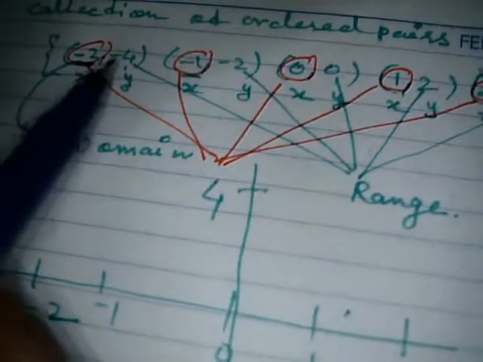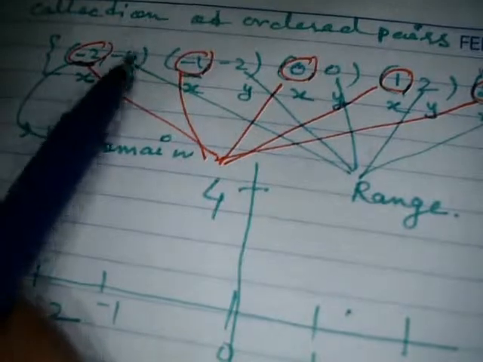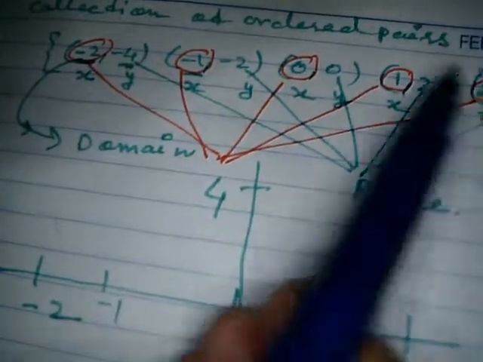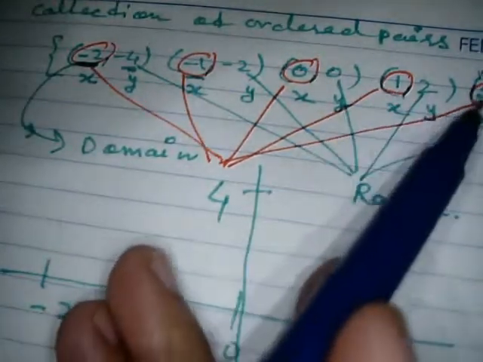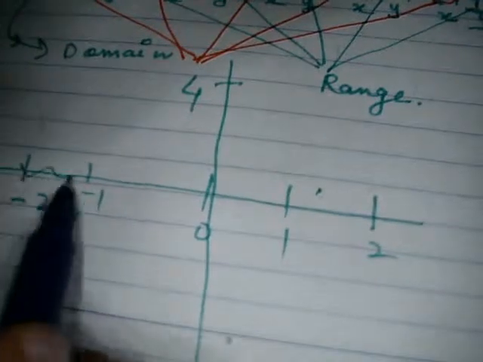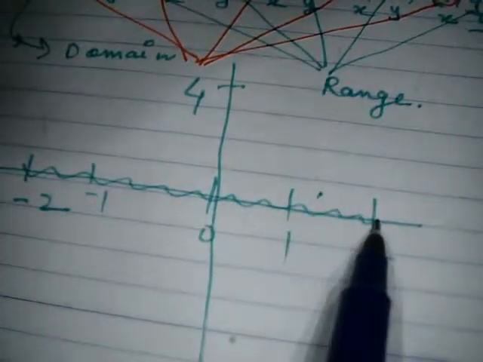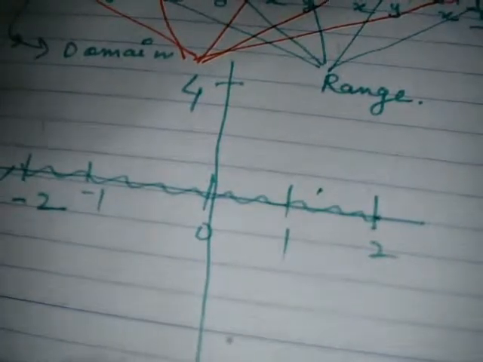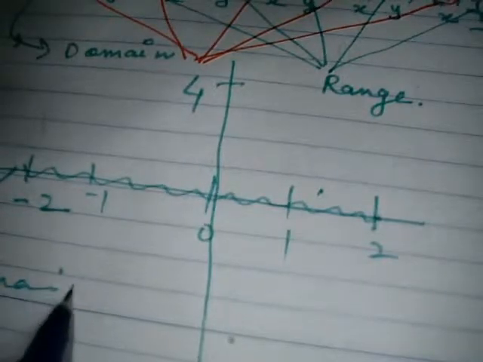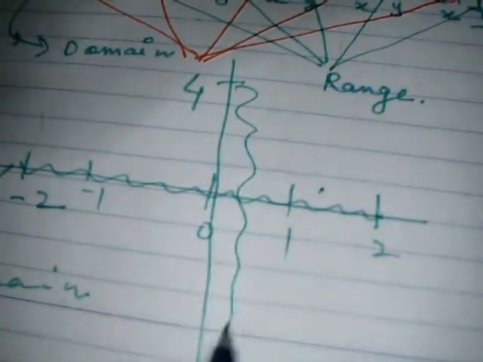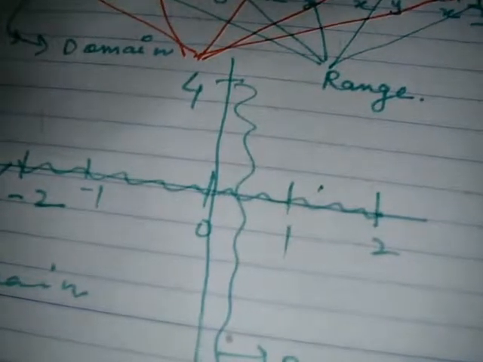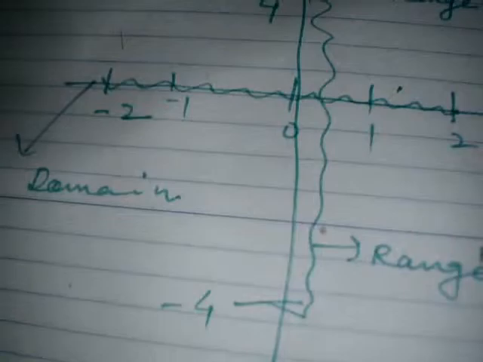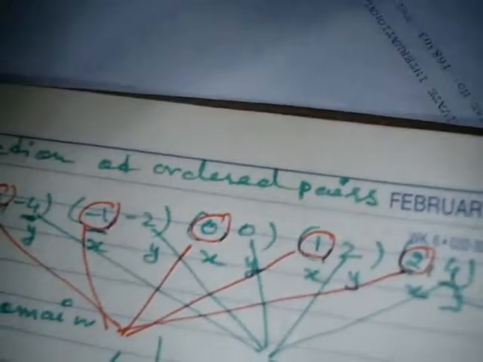So the values which are represented on the x-axis are called domain, and the values which are represented on the y-axis are called range. And the collection of these ordered pairs, these all are ordered pairs, is written inside the braces.